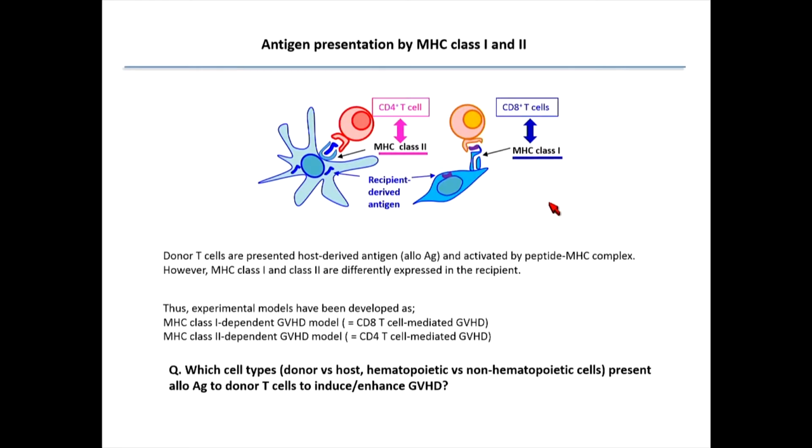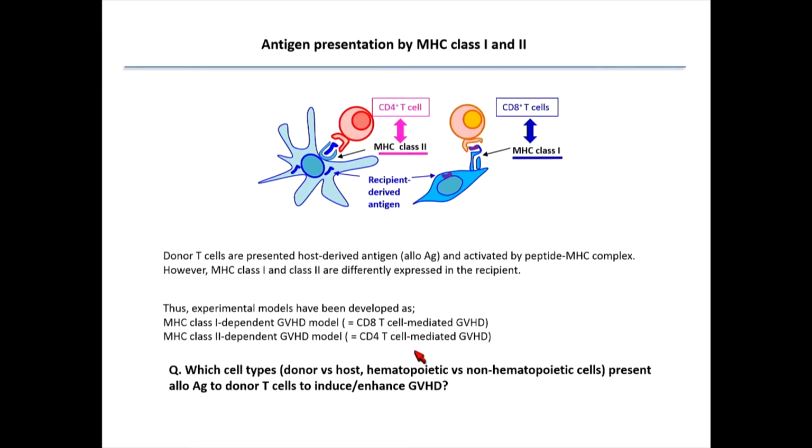Donor T cells recognize the host-derived antigen, alloantigen, and are activated by the peptide-MHC complex. However, MHC class 1 and class 2 are differently expressed in the recipient. As you know, MHC class 1 is expressed on most nucleated cells. However, MHC class 2 is quite limited, for example to hematopoietic professional APCs. Thus, experimental models have been developed so far as MHC class 1 dependent, meaning CD8 T cell mediated GVHD, or MHC class 2 dependent, CD4 T cell mediated GVHD.